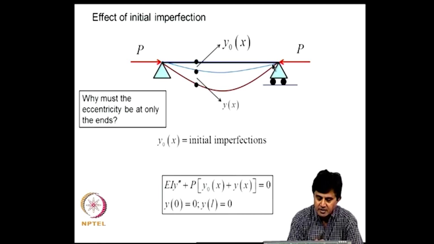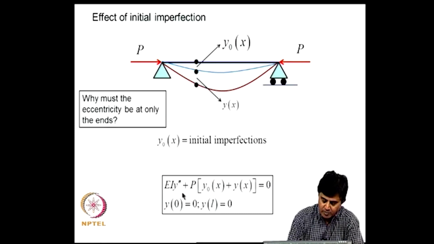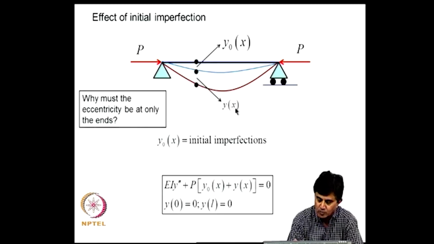Suppose we consider that situation: the beam has an initial imperfection which is y naught of x, and then we apply axial loads P. So, the equation for equilibrium of this system will be EI y double prime plus the bending moment at this section, which will be P into the initial imperfection plus the deflection y. So, this is given by this.